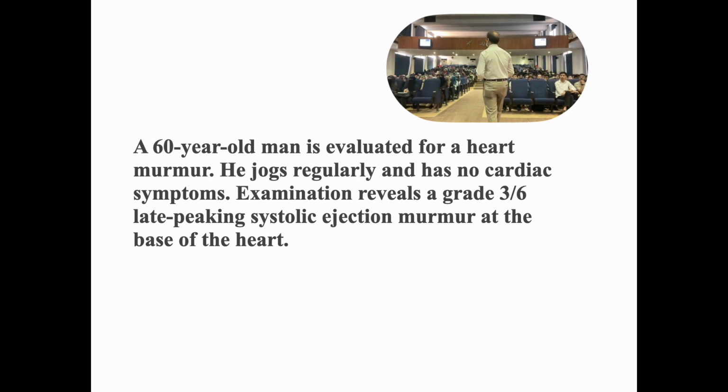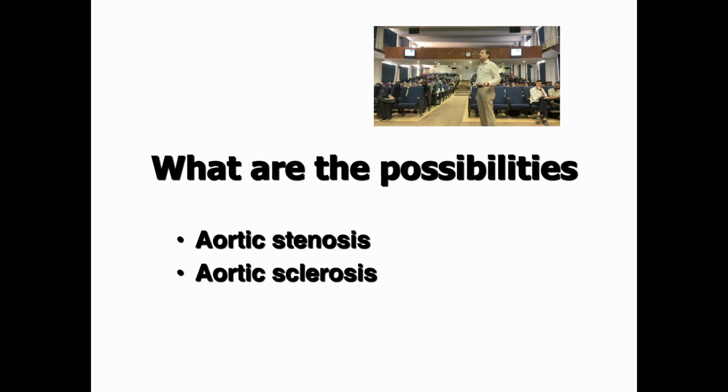Now, what are the possibilities if a patient has this sort of a murmur? Patient is asymptomatic, he is running regularly. Is it an illness or is this a functional murmur? We have got an ejection systolic murmur at the base of the heart. What are the possibilities? Ejection systolic murmur would be coming from aortic stenosis. It could be coming from aortic sclerosis. And it may be a functional murmur produced by anemia.